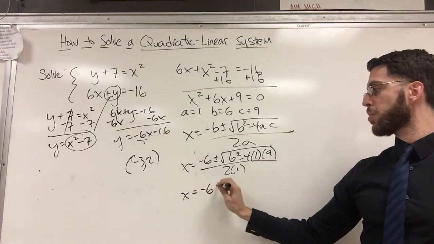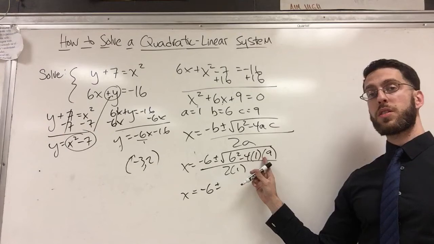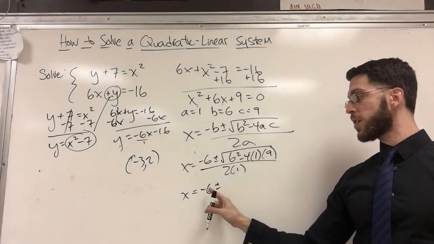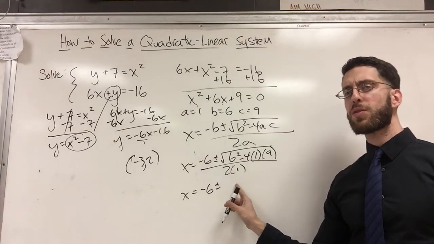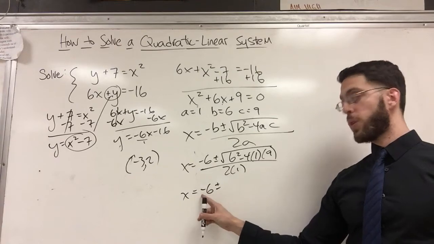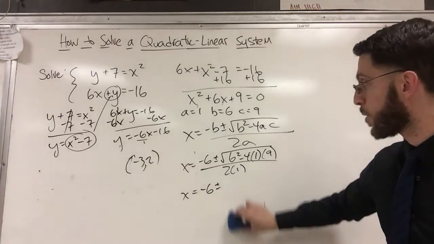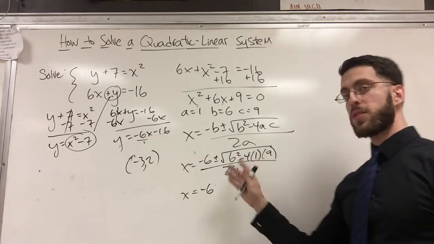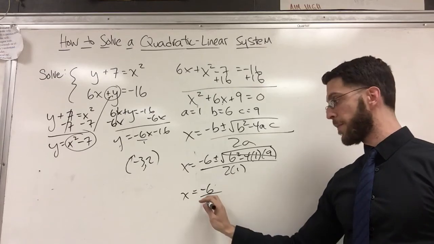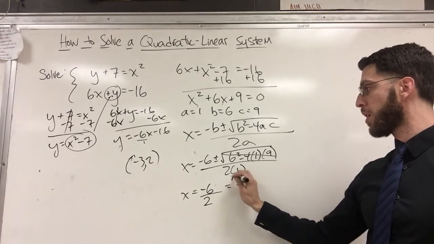So -6 plus or minus 36 minus 36, that's 0. The square root of 0 is still 0. -6 plus or minus 0 is still -6. The whole thing canceled out on top. This is all 0. And now that's all over 2a, which is 2, right? Well, that means that x equals -3.